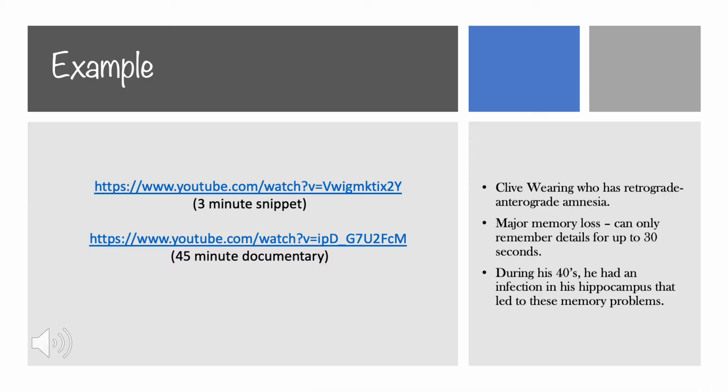So the 2 links on the video here are about a guy called Clive Wearing. So there's a 3-minute snippet that you need to watch, and you can watch the whole 45-minute documentary if you'd like, and it is really interesting. Basically, he has retrograde and anterograde amnesia, so we'll learn more about what those are later. But it's major memory loss, so he can only remember details for up to 30 seconds. So this was due to brain damage. In his 40s, he had an infection in his hippocampus that led to these memory problems.